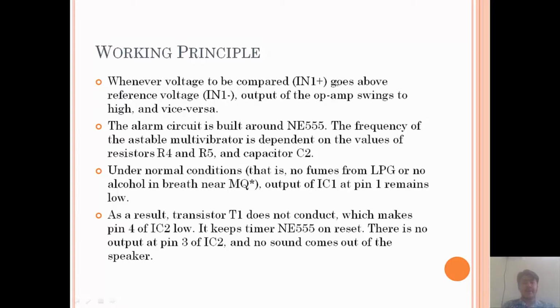Whenever the voltage to be compared at non-inverting input 1 goes above the reference voltage, the output of the op amp swings high. The alarm circuit, meaning the speaker, is built around the 555. The frequency of the astable multivibrator depends on R4, R5 and C2. Under normal conditions, when there are no fumes, the output of IC1 at pin 1 remains low. As a result, T1 does not conduct, which makes pin 4 of IC2 low. It keeps the 555 on reset. There is no output at pin 3 of IC2 and no sound comes from the speaker.